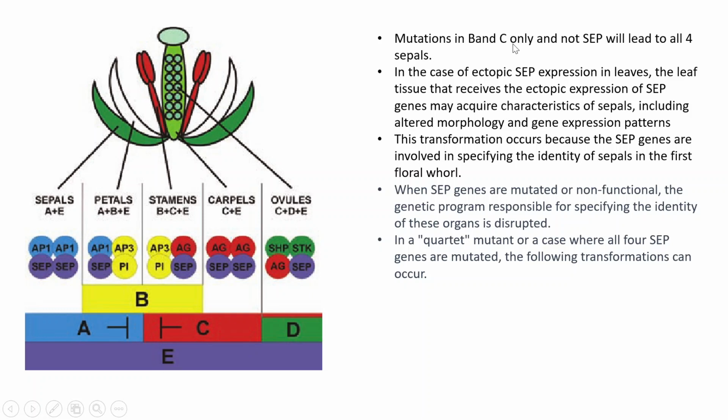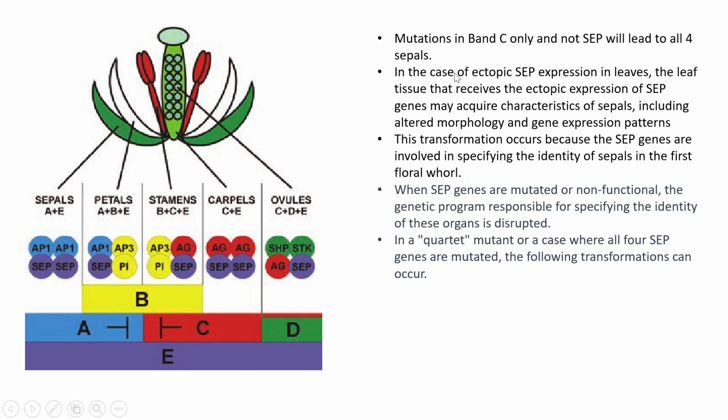So mutations in B and C only and not SEP will lead to all 4 sepals. So only mutation in B and C means there are no yellow and no red. So no yellow, so petals will not form, stamens will not form. No red, so carpel, ovule and stamens will not form. But all the whorls will be converted into sepals. So we will have all 4 sepals when mutation in only B and C and not SEP.